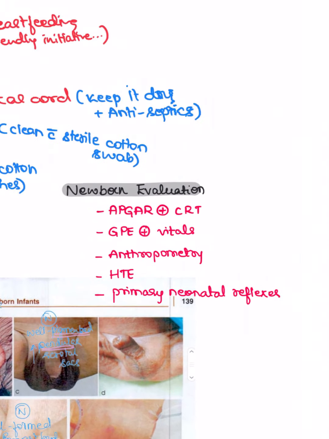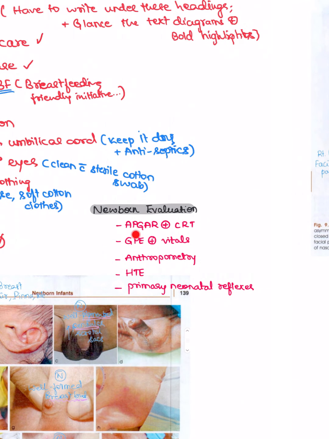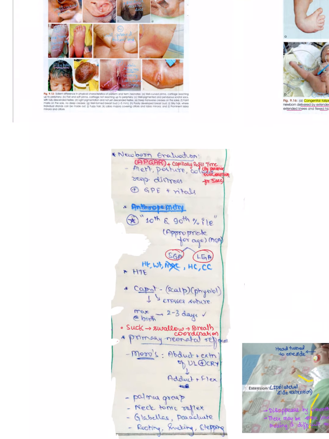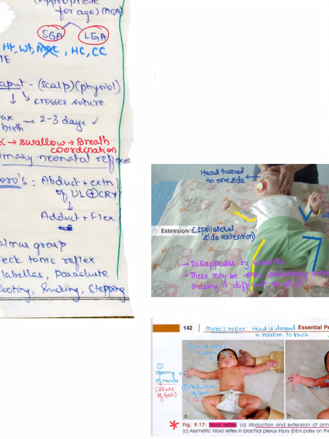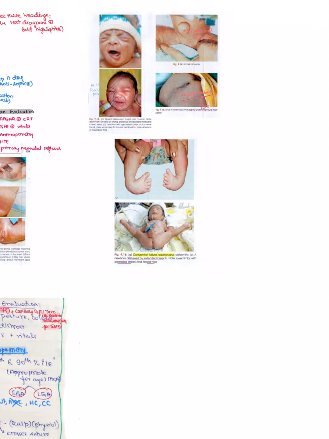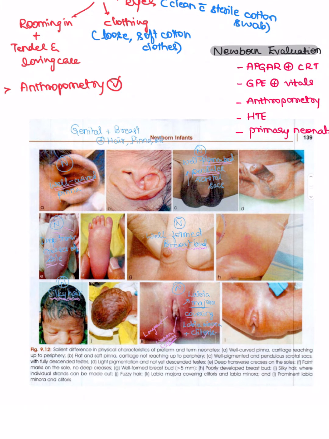And then coming to the newborn evaluation, APGAR and CRT have already been covered, and then GP and vitals have to be mentioned, anthropometry has to be done, and then HTE and primary neonatal reflexes have to be mentioned, which I have stated over here in a little bit of detail. And coming to some of the important HTE examinations, these are the ones which you have to write in head to toe examination. All these have to be evaluated and written.